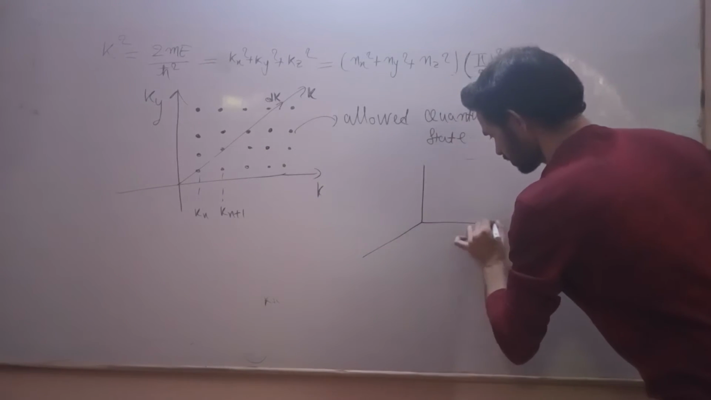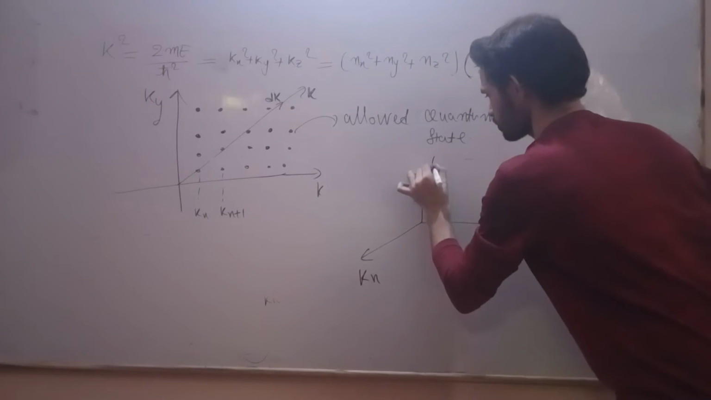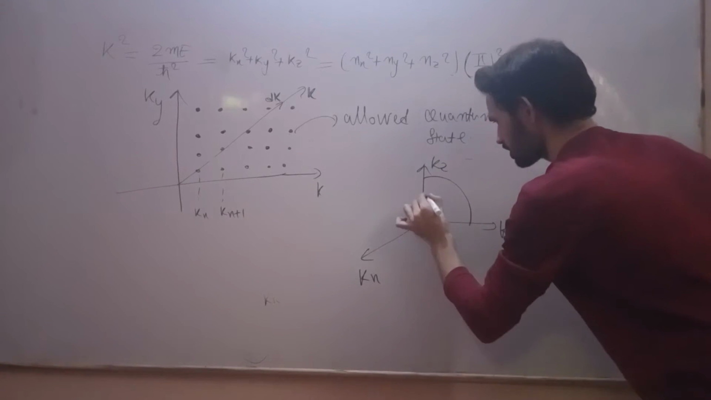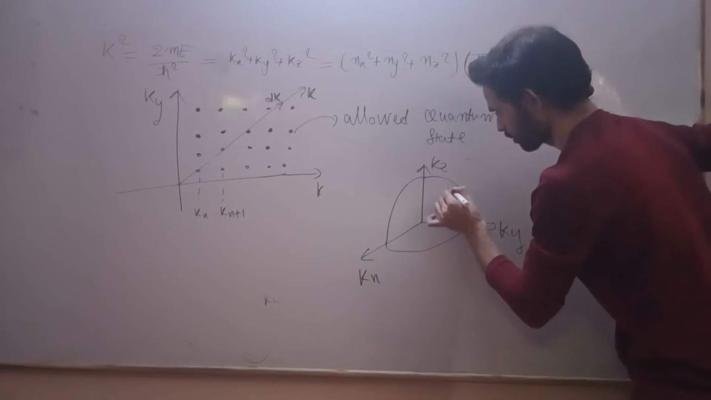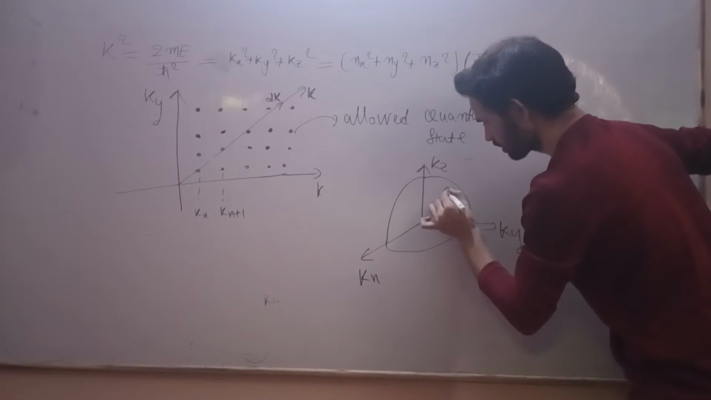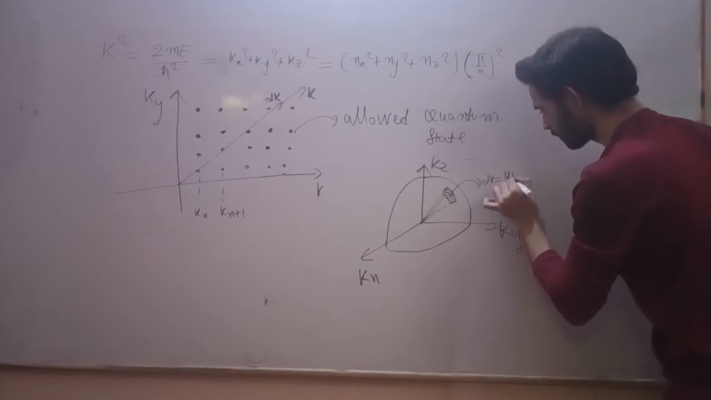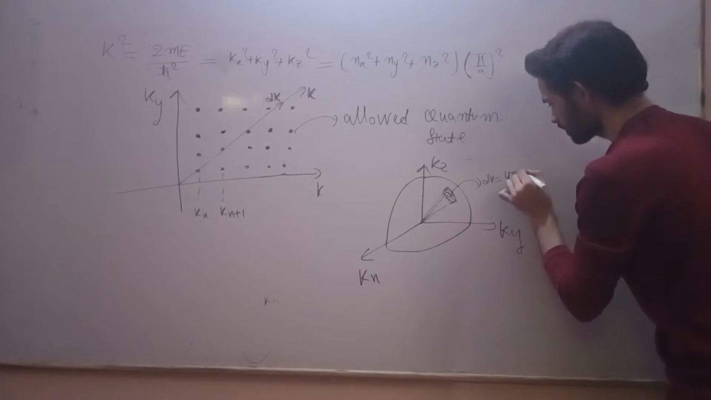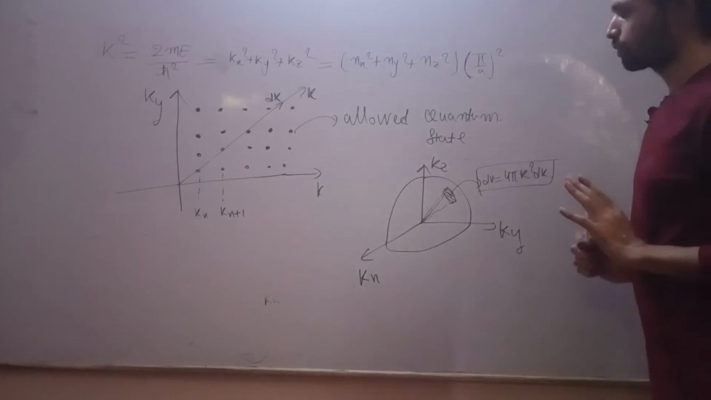Let us say this is my kx, this is my ky, and this is my kz. So this is my three-dimensional space, just a three-dimensional sphere. Now I want to determine the differential volume, dk. So this is my dV. The differential volume is how much? 4 pi k square dk. So this is my differential volume.